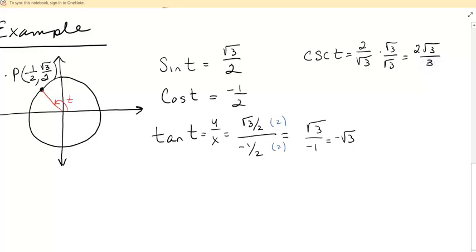Secant t is going to be 1 over x, right? Because it's the reciprocal of cosine. Cosine we know is x. So secant is 1 over x, so it's 1 over negative 1/2. 1 divided by negative 1/2 is 1 times the reciprocal of negative 1/2, which is 1 times negative 2. And that, of course, is going to come out to negative 2. And then cotangent.